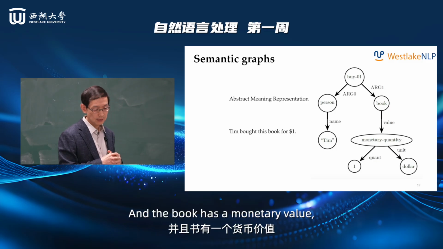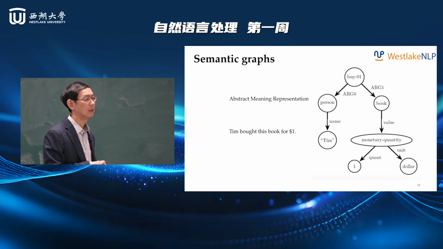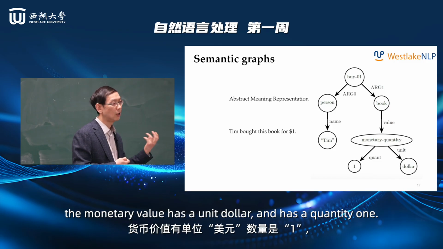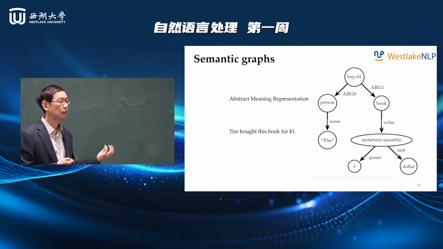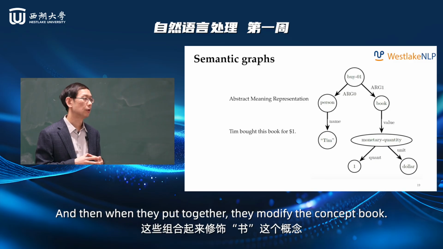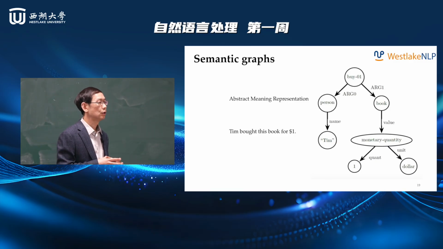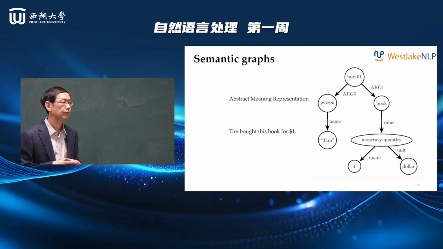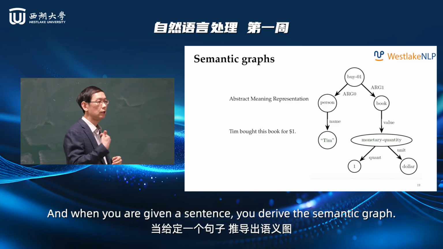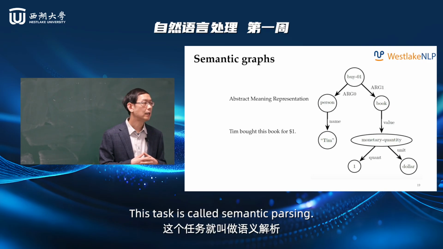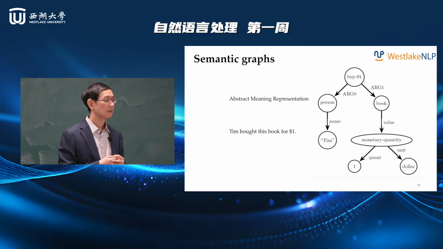And the book has a monetary value, right? The monetary value has a unit, dollar, and has a quantity 1, all right? And then when they are put together, they modify the concept of book. All right, so this is a semantic graph that represents the meaning of the whole sentence. And when you're given a sentence, you derive the semantic graph. This task is called semantic parsing. All right?